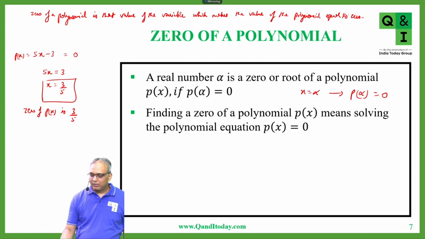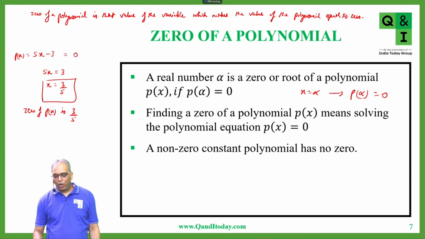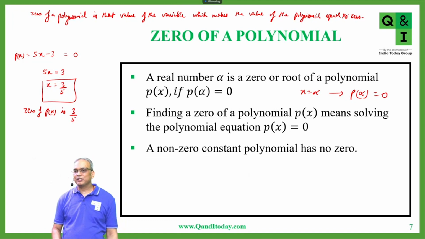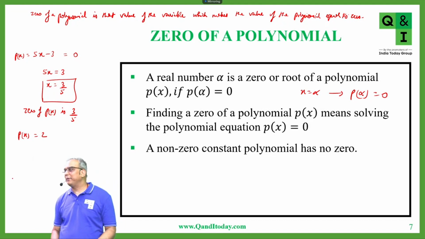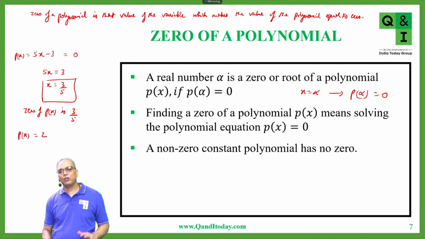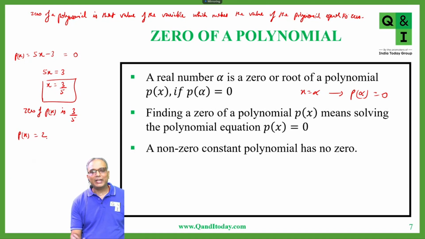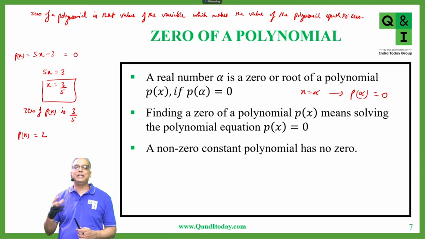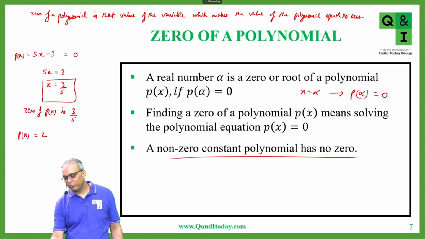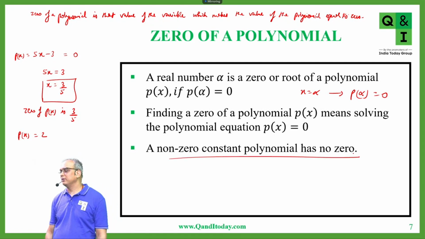Now, a non-zero constant polynomial has no 0. For example, we have a constant polynomial p(x) is equal to 2. Because there is no variable here, it is only a constant. If you equate it, you can never get the value of this polynomial equal to 0, because p(x) is 2, that is a constant. You cannot change the value of 2. It can never be equal to 0 and that's why a non-zero constant polynomial has no 0.